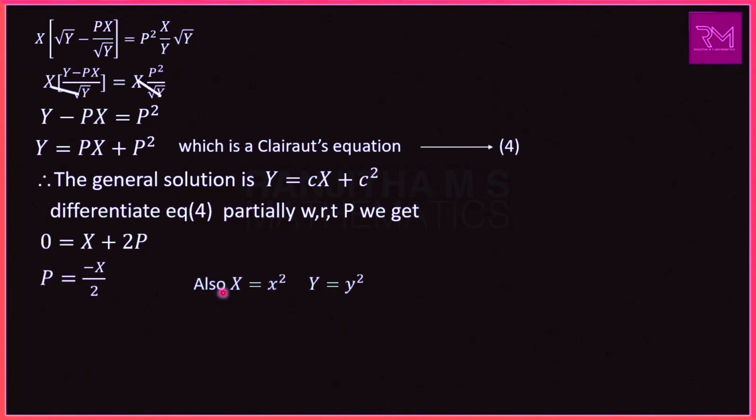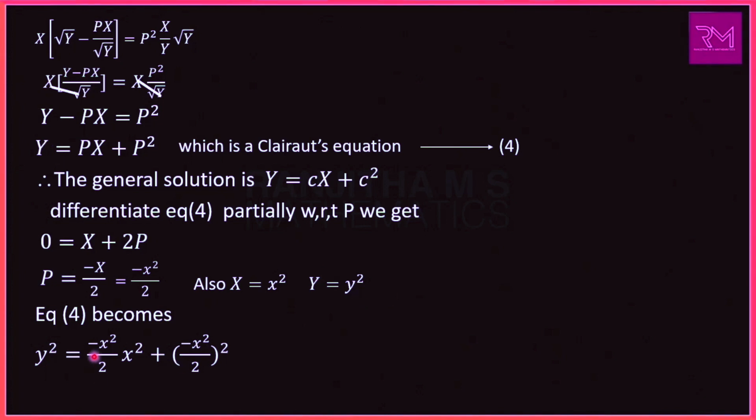Substituting the x values, that is the capital values, we get the p value as minus small letter x square divided by 2. Here we know that capital X is x square, so substituting we get capital P value as minus x square divided by 2. That's the value of p. Next step, we have to substitute this capital P value over here. Also substituting x and y values, we get y, which is small letter y square, equal to p, which is minus x square by 2, into x, which is x square, plus p square, which is minus x square by 2 whole square.